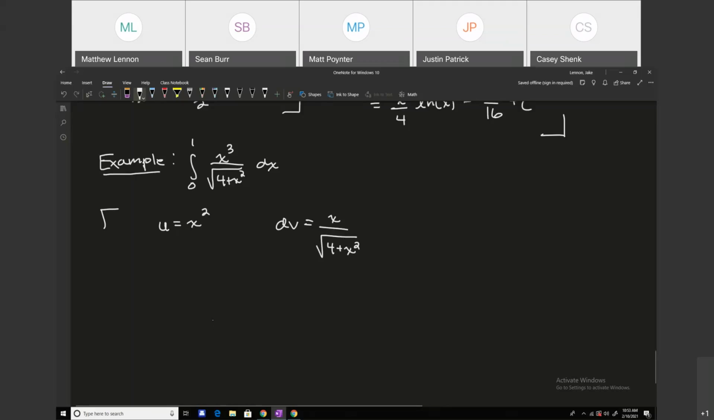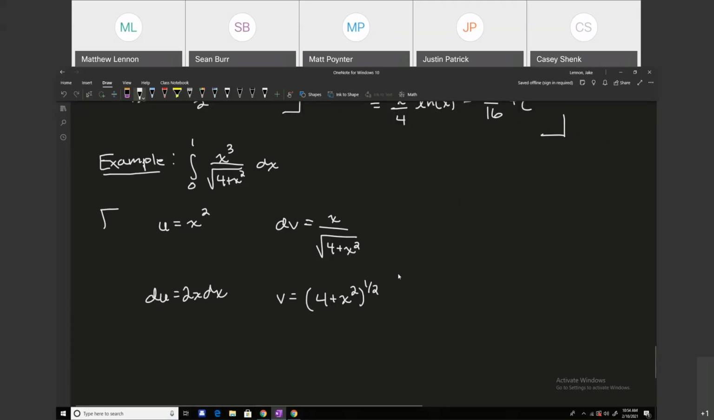And this second dv can be integrated now because x over the square root of 4 plus x squared can be done via substitution. So let's go ahead and move forward. So du here is going to be 2x dx. And I'm going to tell you what v is. v comes out to just be 4 plus x squared to the 1/2. But we can do it over here on the side.